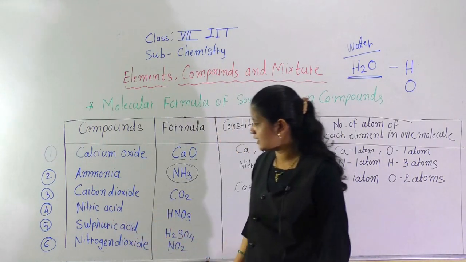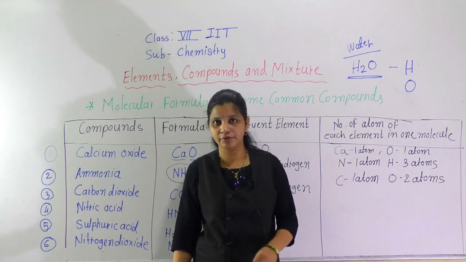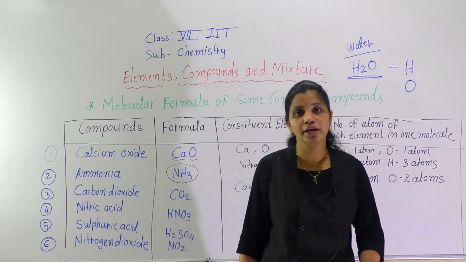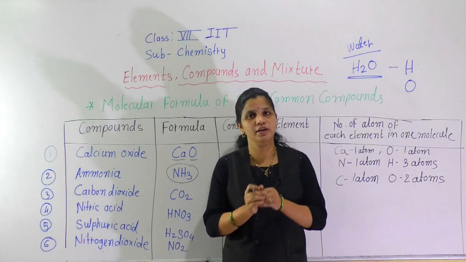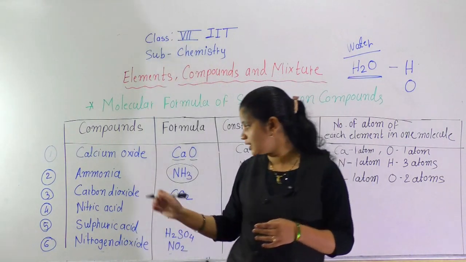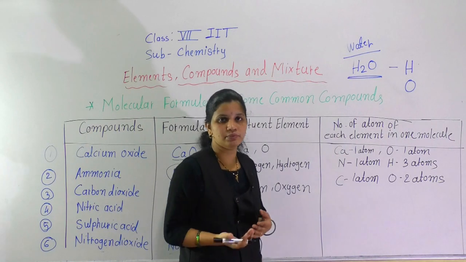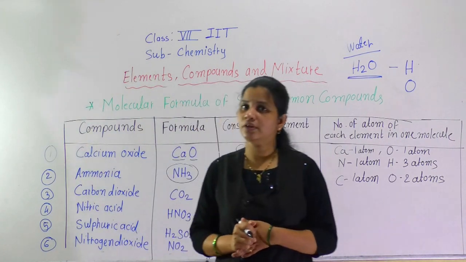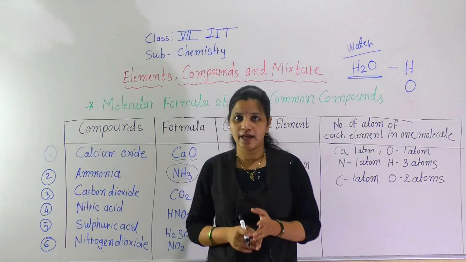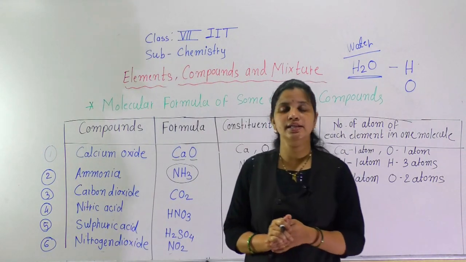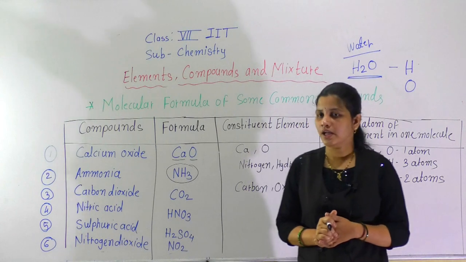Now next, see which one? Nitric acid, sulfuric acid, and hydrochloric acid. These three acids are very important. These three acids are used in our chemistry lab, most regularly. So which three acids? Nitric acid, sulfuric acid, and hydrochloric acid.